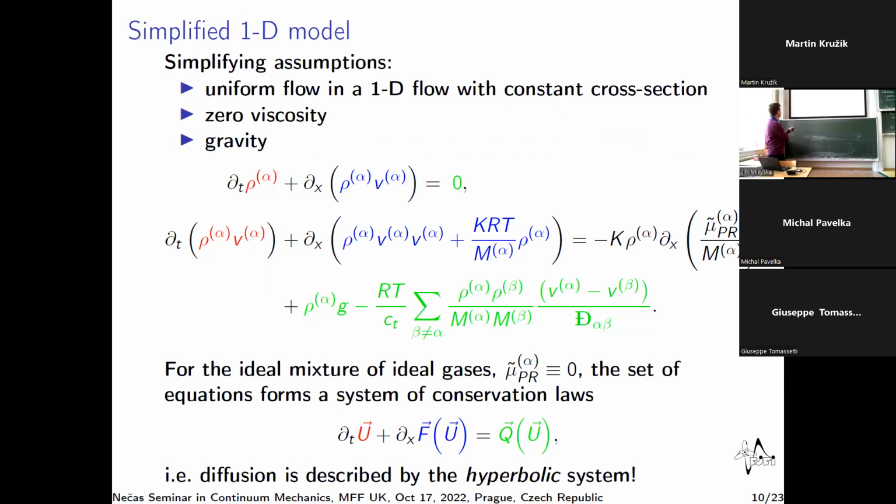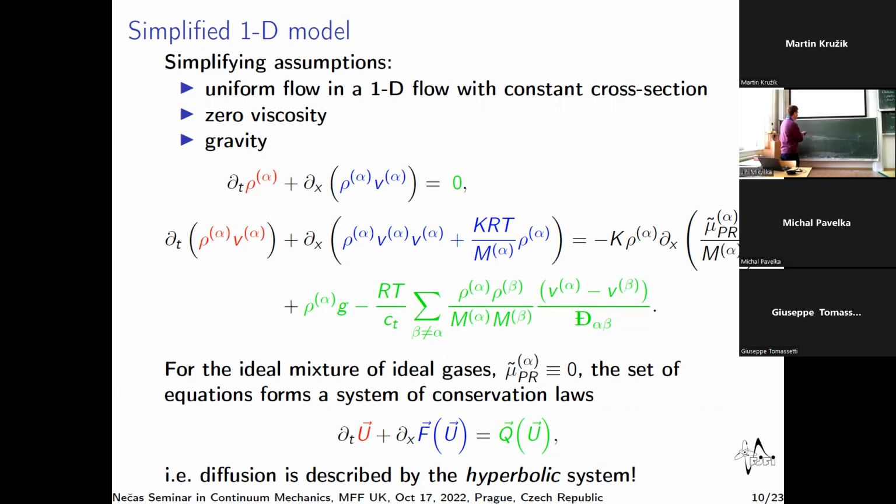And now we can take a look at the structure of the system. These red terms are the components of the vector of conservative variables. These blue terms, which are inside this divergence, form the flux. So we have the divergence of this flux function, and what remains on the right-hand side is the source term.